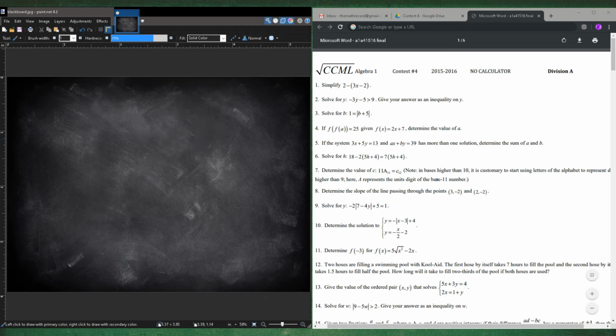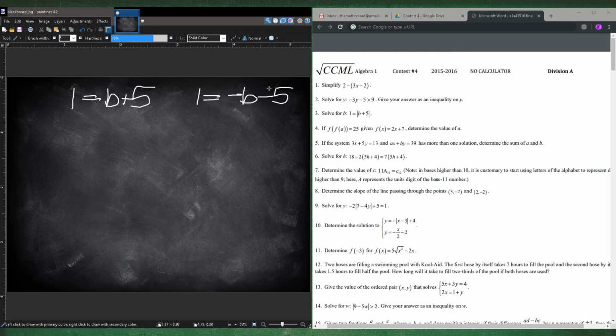Number 3. Solve for b. 1 is equal to the absolute value of b plus 5. If b plus 5 is positive, just leave it as b plus 5. But if b plus 5 is negative, just multiply by negative to make it positive. So it'll be negative b minus 5, because that's what absolute value is: just the same number if it's positive, and the positive version of a negative number. So subtract 5, and you get b is equal to negative 4.